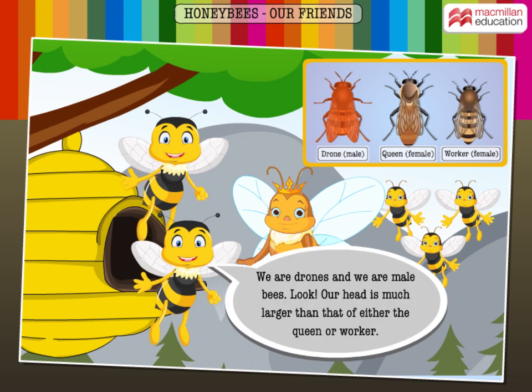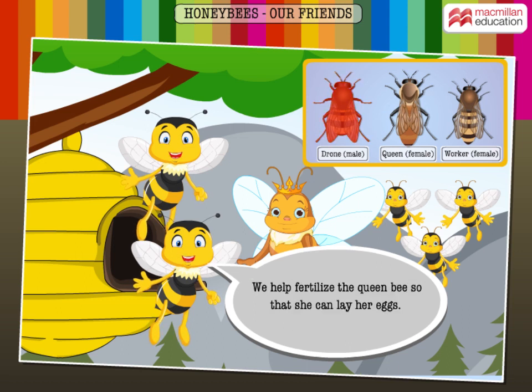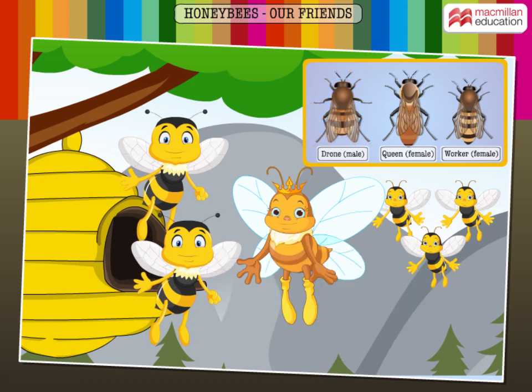We are the drones, and we are male bees. Look, our head is much larger than that of either the queen or worker. We help fertilize the queen bee so that she can lay her eggs. Let's now see how honeybees make honey for us.